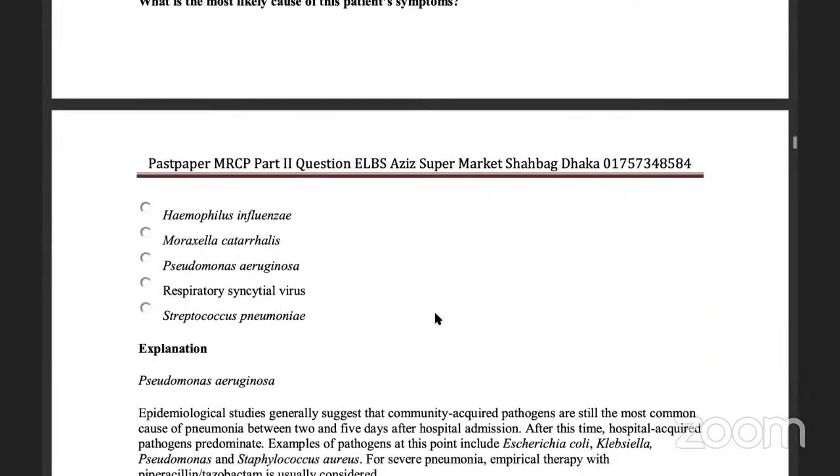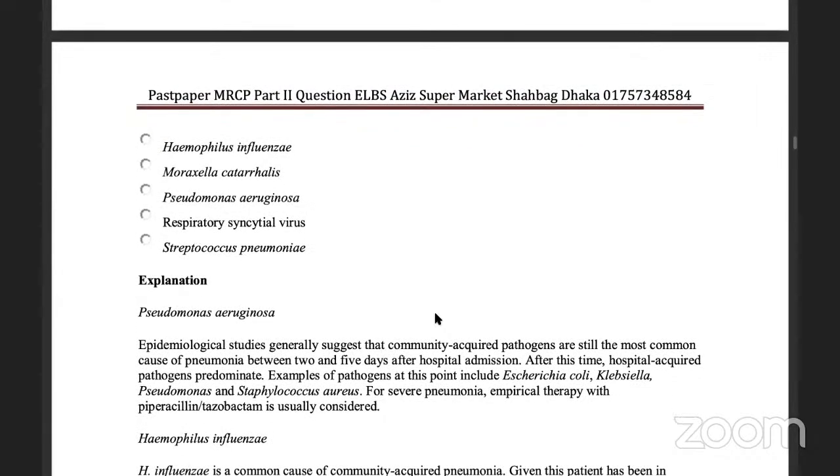Pseudomonas. Pseudomonas is associated with ventilator-associated pneumonia, right? Actually, the most common is hospital acquired pneumonia. What answer came? Streptococcus is community acquired. In case of Pseudomonas, the patient has a consolidation.